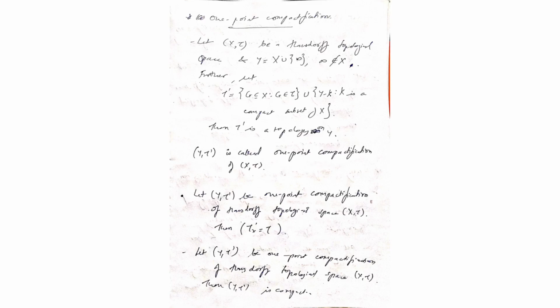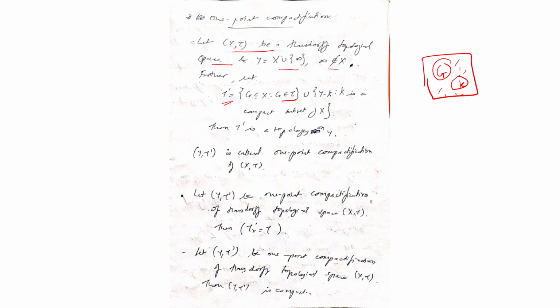Now comes one point compactification. So what is it? Let (Y, tau) be a Hausdorff topological space, and Y is expressed as X union the point infinity, where infinity does not belong to X. Further, we define a topology tau dash whose open sets are: G, a subset of X, such that G belongs to tau, union all Y minus K, such that K is a compact subset of X. So tau dash is formed by G, that is a subset of X and belongs to tau, union all Y minus K. If this K is a compact subset, and you are excluding it and taking the union, this forms our tau dash, which is a topology on Y.